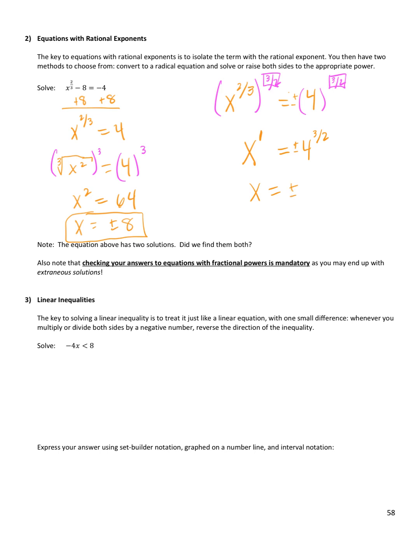So plus or minus 4 to the 3/2 would be the square root of 4 cubed. So the square root of 4 is 2, and 2 cubed is 8.